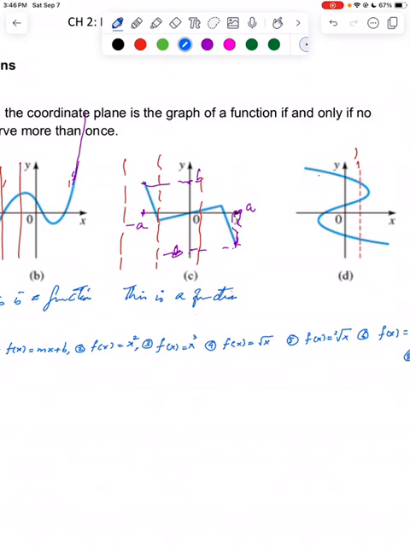Now the last one, we notice that here one line has already been drawn, and you can see that it is crossing the curve in 3 points. So this is not a function.